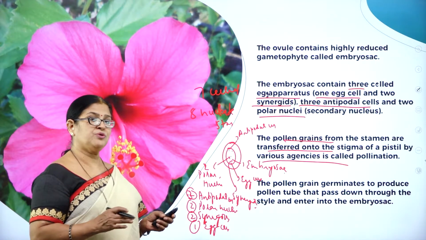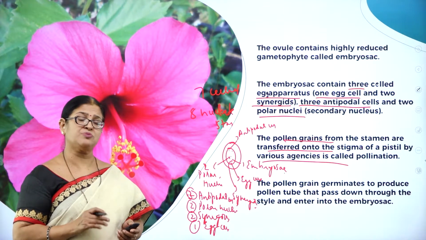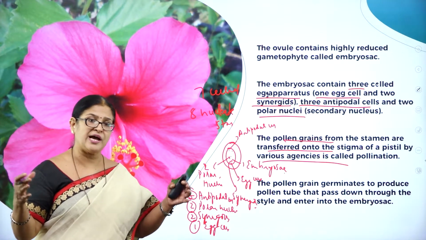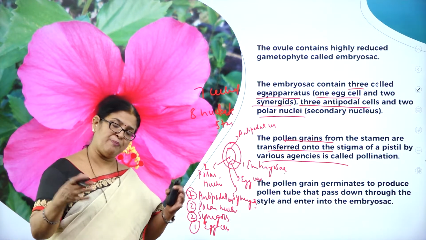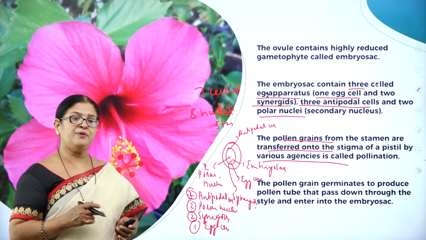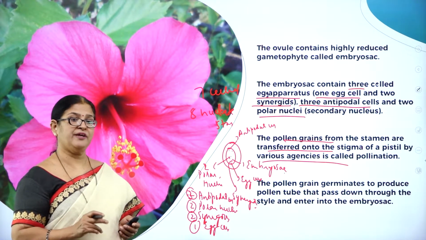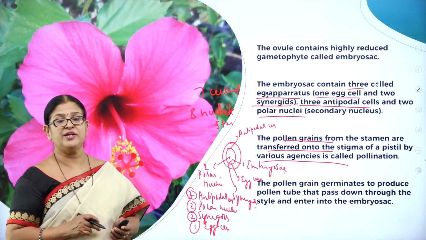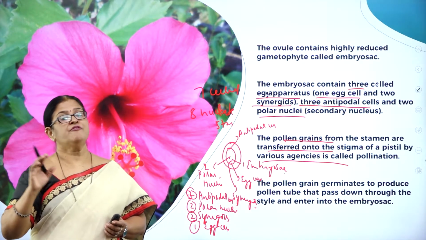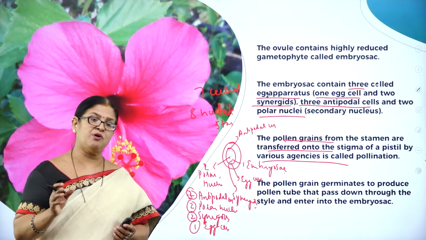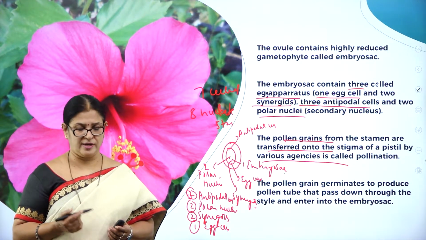But as you know, the female gamete is stationary and the male gamete is motile. So the two gametes have to approach each other to facilitate fertilization. And for that very important event to happen, pollination is very important. What is pollination? It is the transfer of pollen grains from the anther of a flower to the stigma of a flower. And there are different agents which bring about pollination.